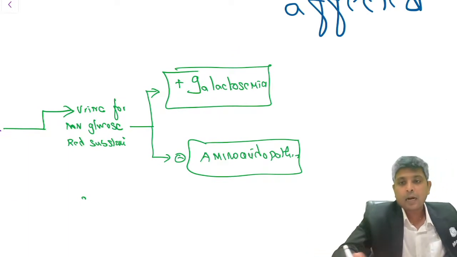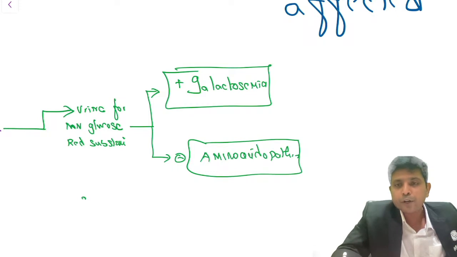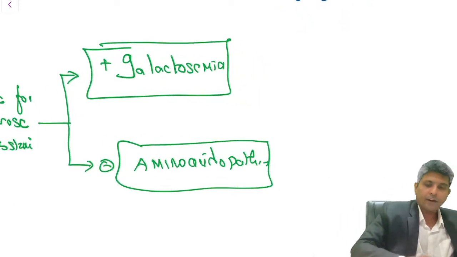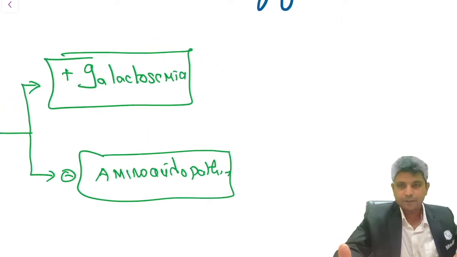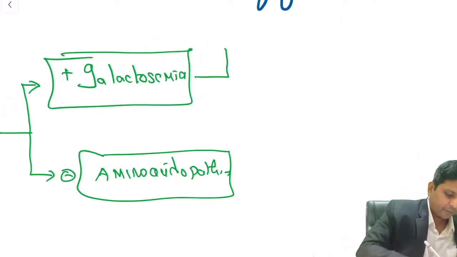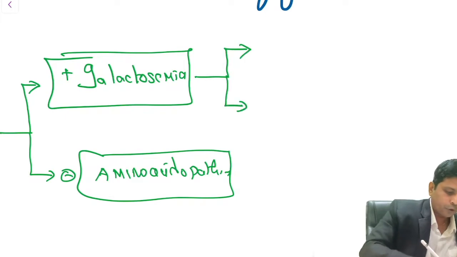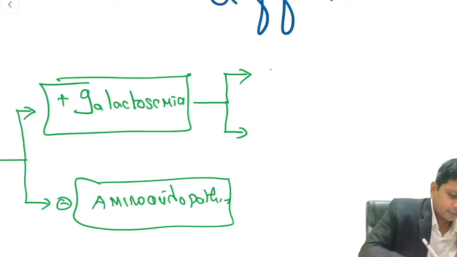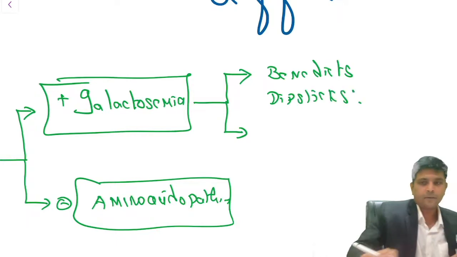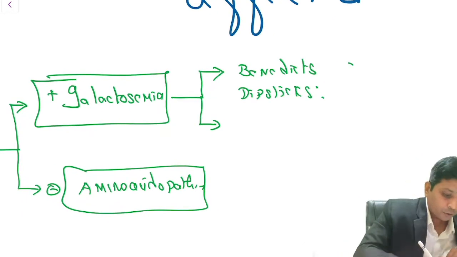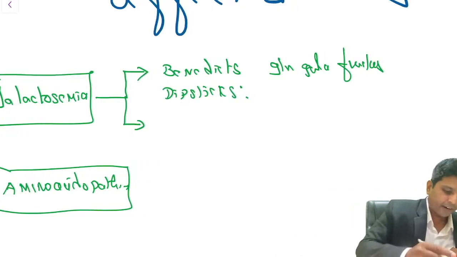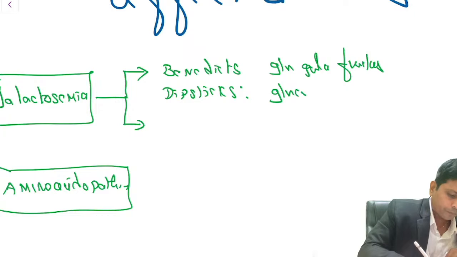And finally, sir, how will you find out non-glucose reducing substances? Very, very simple. One is Benedict's test in urine and another is the dipstick test in urine. Benedict's test will detect glucose, galactose, and fructose, whereas the dipstick test will detect only glucose.